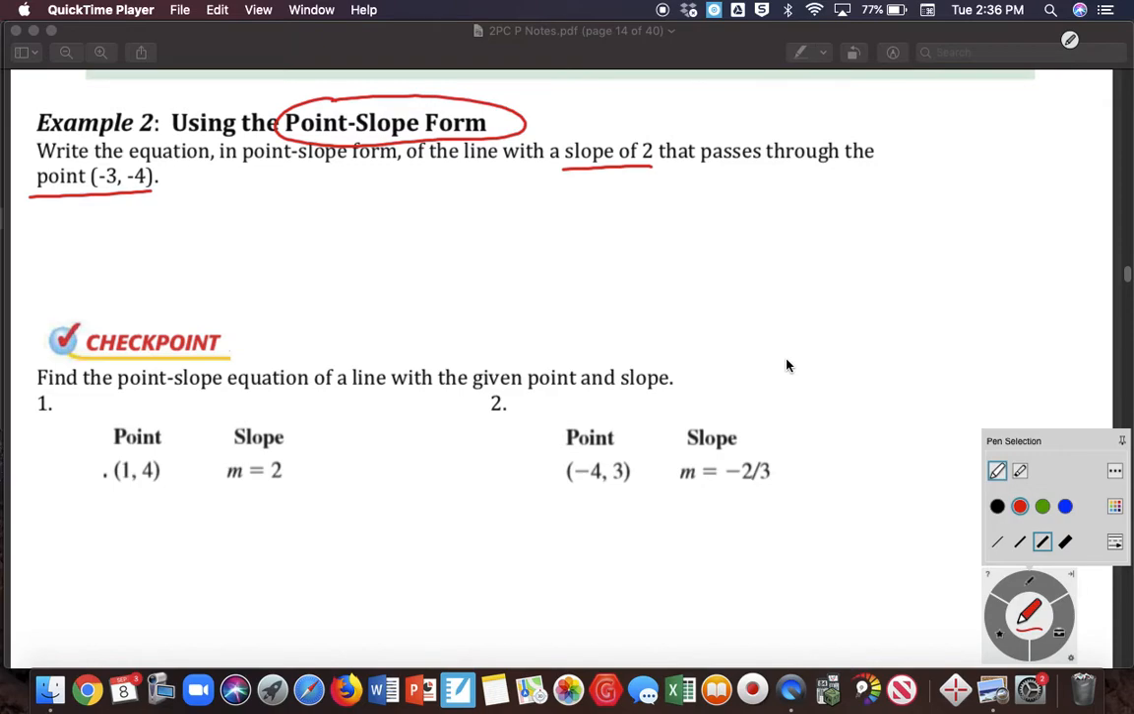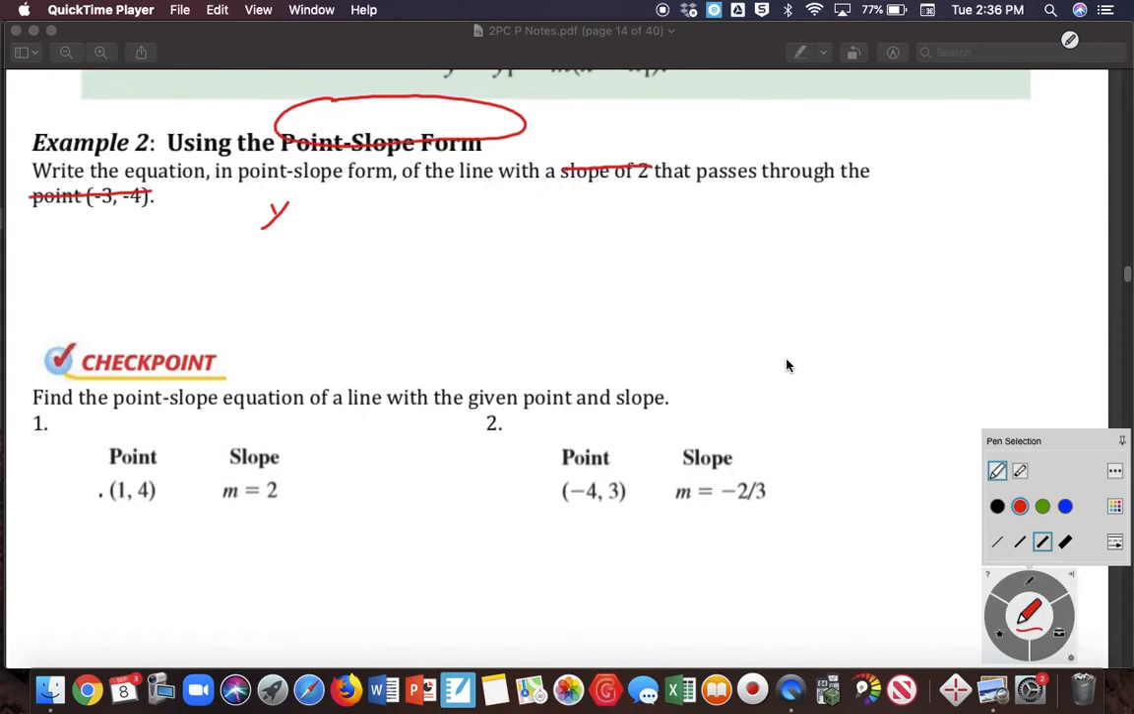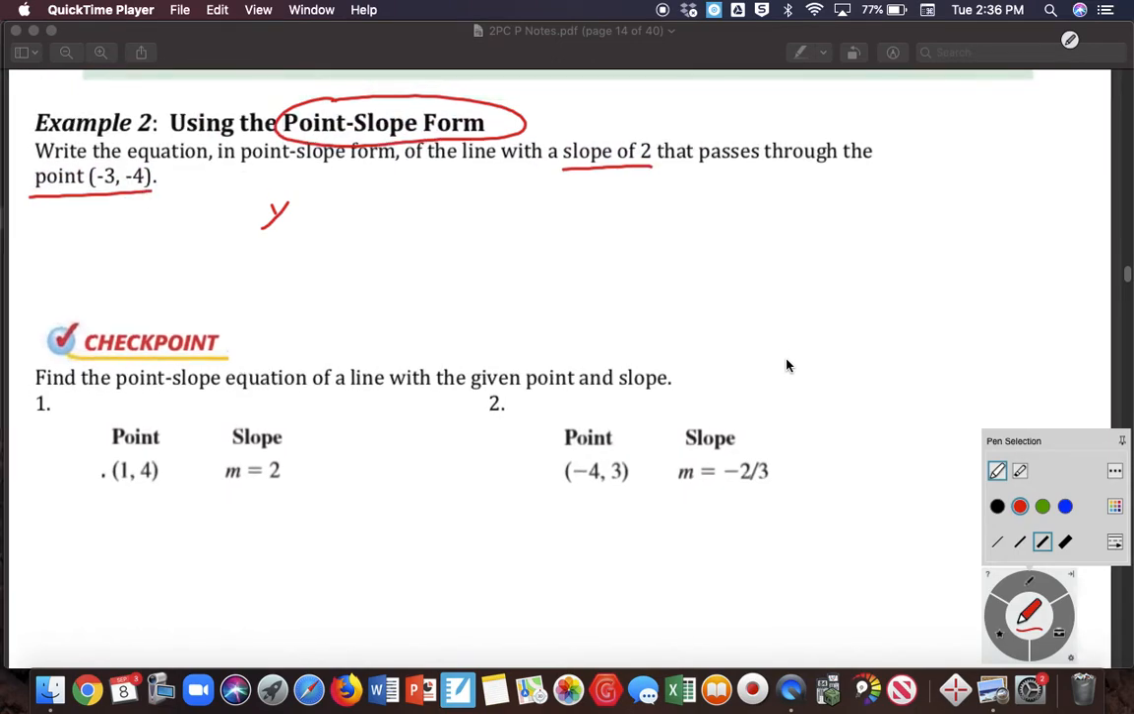So I'm going to start with point slope form. That's y minus y1 equals m times x minus x1. So that's what you've got. Always start with the formula. It's just good practice. I know it's an extra step, but just do it. It's going to save you from making a mistake.